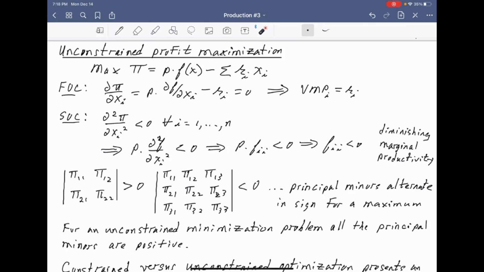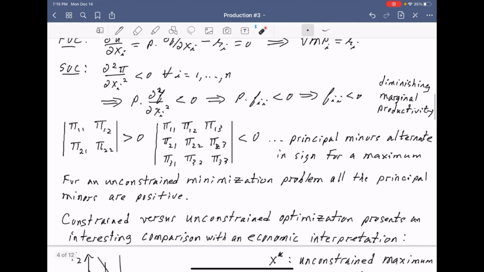And we get that the price times the first derivative of the marginal product of i with respect to xi has to be less than 0. So that's the price times the second partial of the production function with respect to xi has to be less than 0. That implies that P times F sub ii is less than 0, and that implies, because price is positive, that Fii is less than 0, which indicates that we have diminishing marginal productivity.